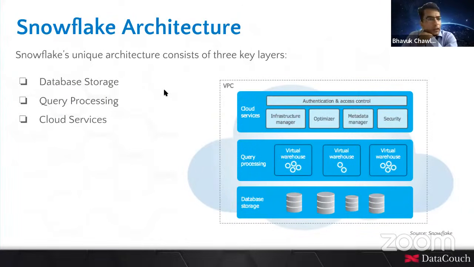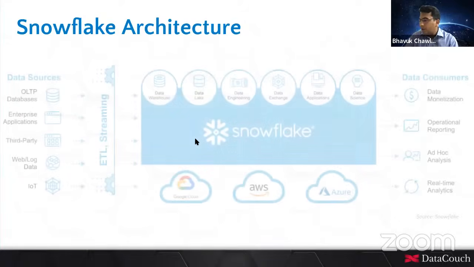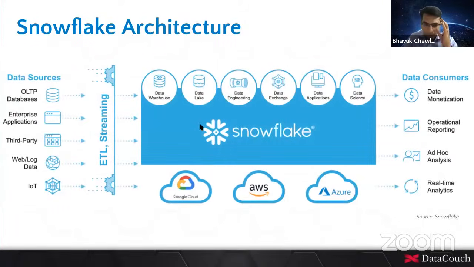We have a 3-layered architecture. We are talking about Snowflake, which is a platform, and it helps to ingest data from various data sources. We are bringing data from different data sources, and then we are working with that data on the Snowflake platform.